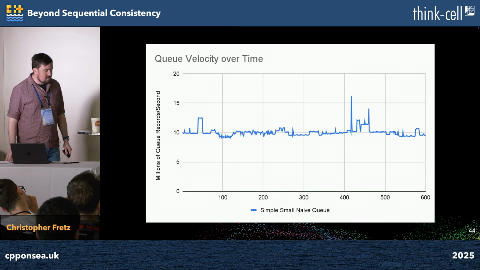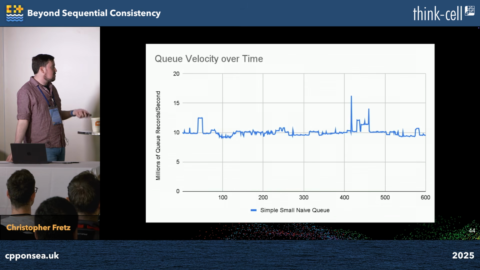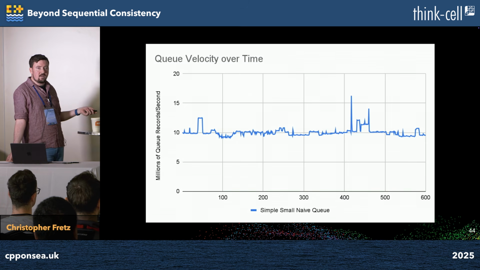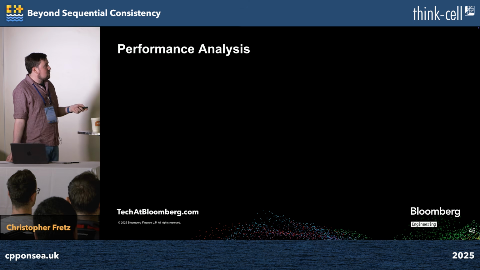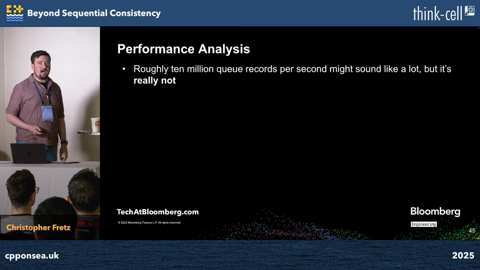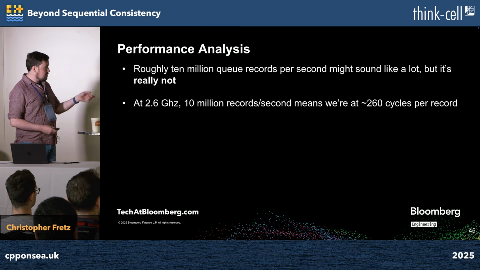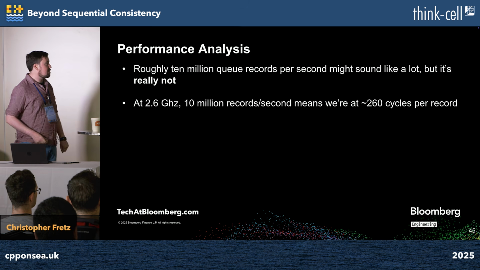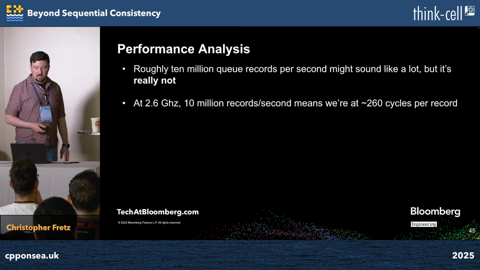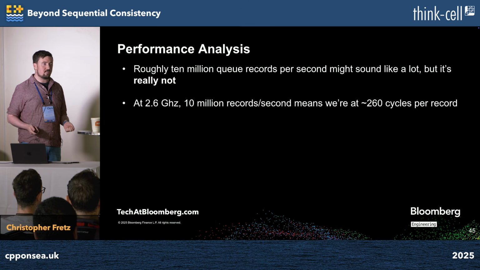So I ran this for 600 seconds or 10 minutes, which was probably overkill, but that's what I did. And this is roughly the curve that we get for the queue velocity for this one. So roughly about 10 million operations per second. This was running on an Intel Xeon, a server class chip. Depending on who you are, I don't know if 10 million records sounds like a lot, but it's really not. It's actually pretty terrible. This particular chip was running at a frequency of 2.6 gigahertz. So at that frequency, 10 million records per second means that we're using roughly 260 cycles per record.